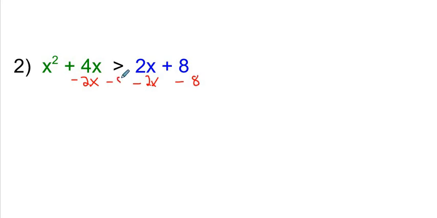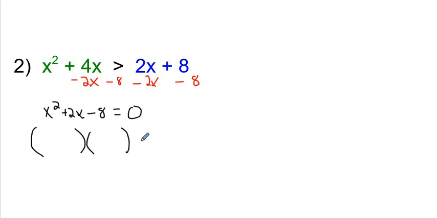And I wanted to maintain that the x squared term was positive, so now I have x squared, 4 minus 2 is positive 2, and then I have this negative 8. Again, I'm just going to ignore the inequality and treat it as equals. So now we're going to factor this. You can use the reverse box method if you want to factor it.